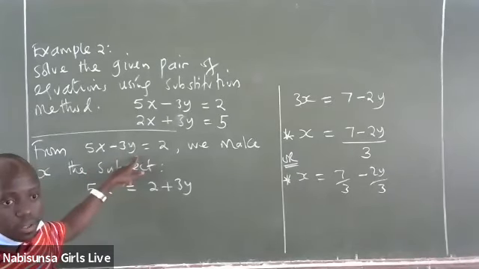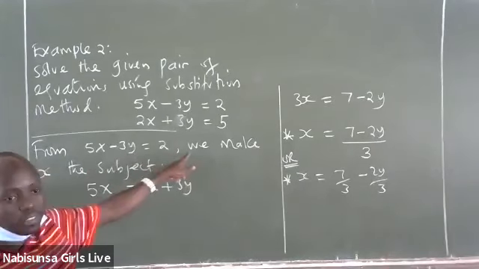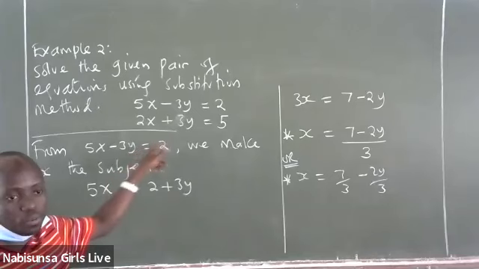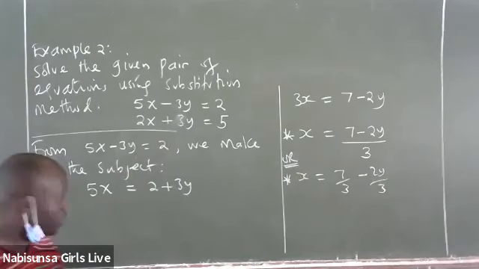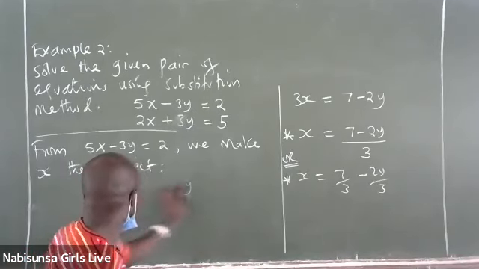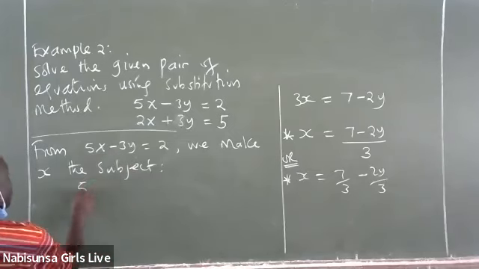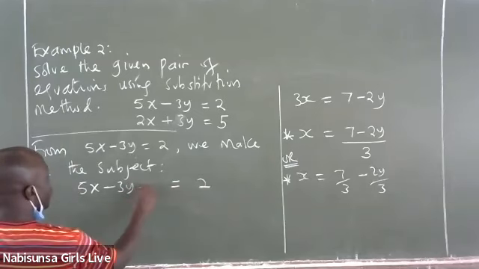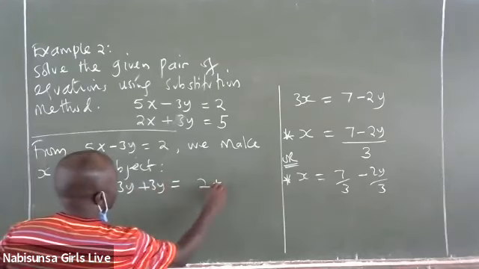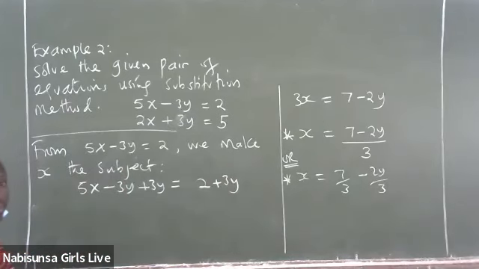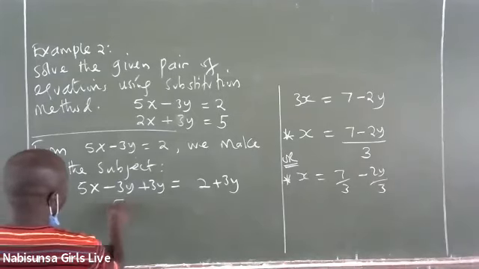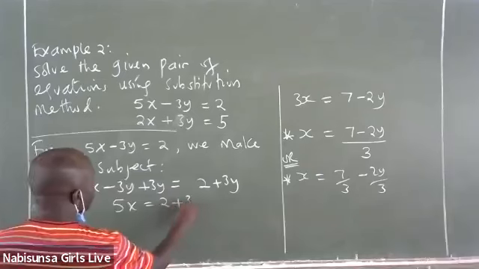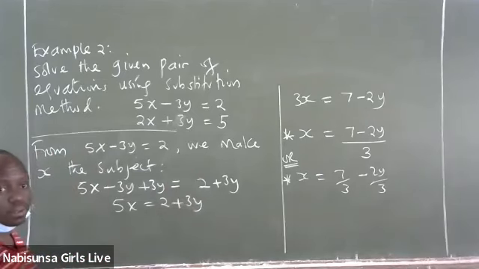This is minus 3y. To transfer it to the other side, you have to add 3y on both sides. It is 5x minus 3y is 2. So I don't want this one, I'll add 3y. Okay? Then this one will cancel, and you end up with 5x is 2 plus 3y. Okay?